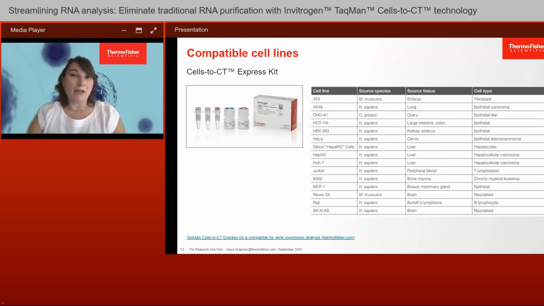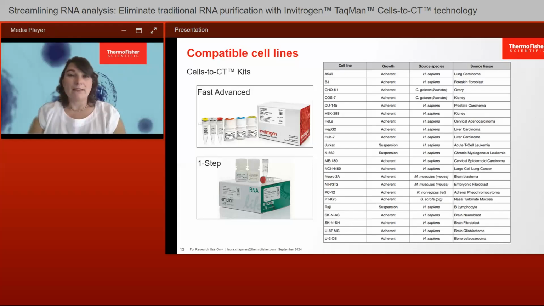This doesn't mean that it's not compatible with other cells not on this list. It just means we haven't tested them yet. So if you are interested in trying it out with your specific cell line, I think that you would likely have success. You would just need to test it and see, because we have not had the opportunity to test any others besides what's listed here for the Express kit.